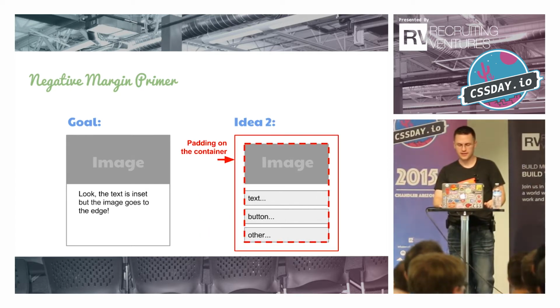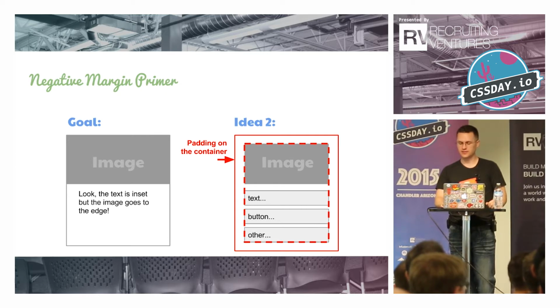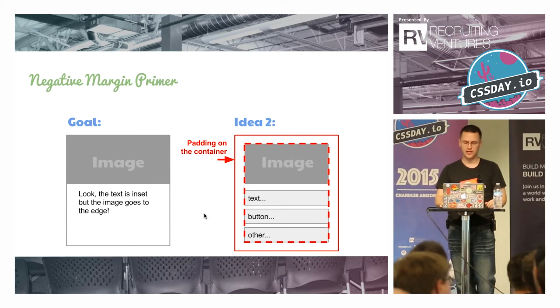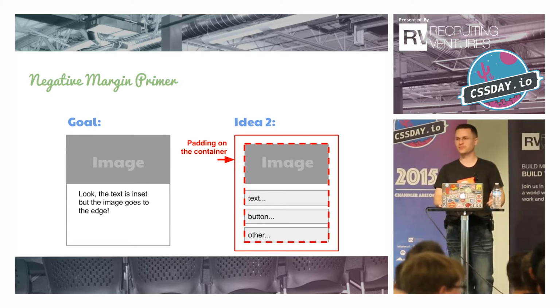The second idea is, what if we did padding on this container? Well, okay, this is an interesting idea. It kind of solves the buttons and the text down here not needing to have their own independent margins, and so they can just live in that space and everything's going to work out great. But now the problem is the image is not exactly touching the edge of the container.